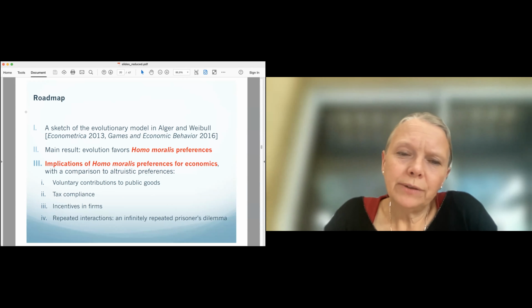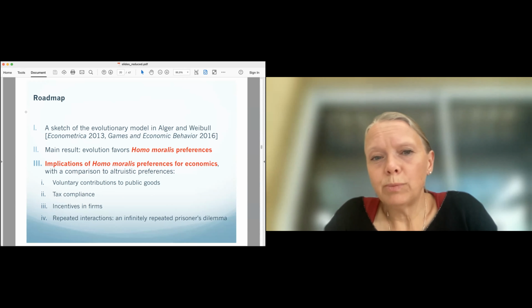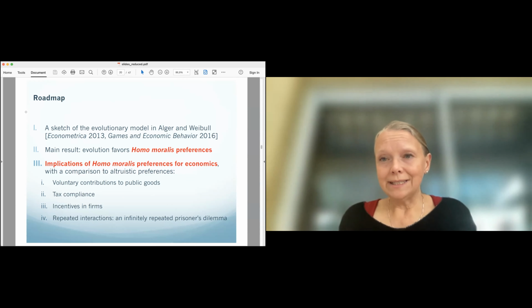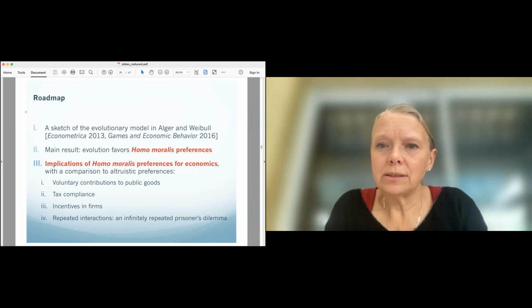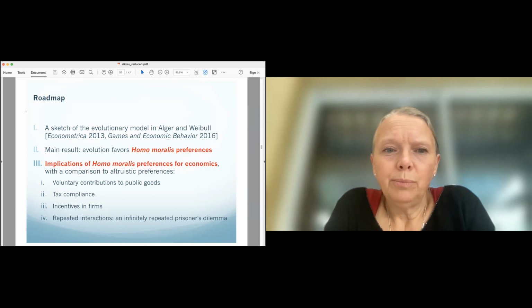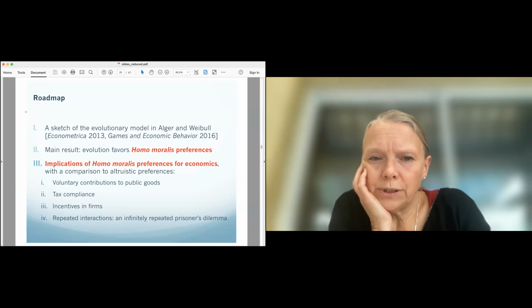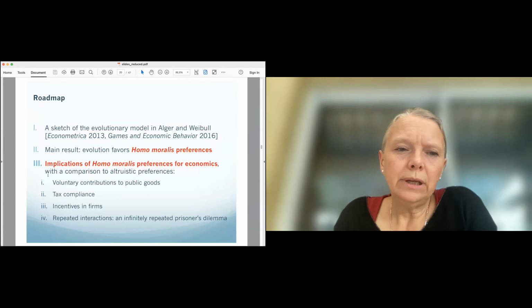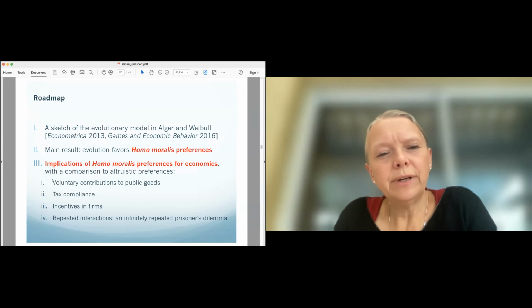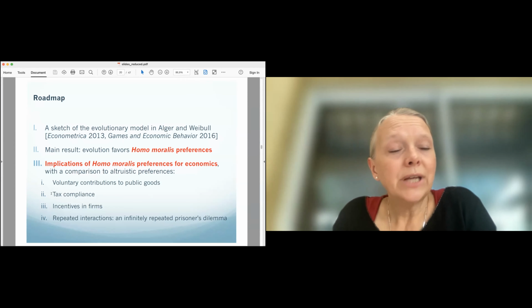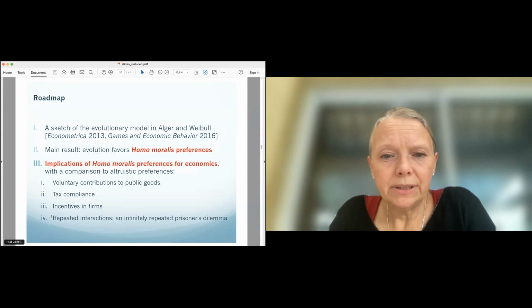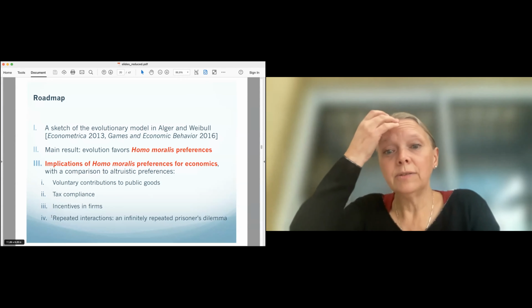And then I will talk about the implications of these Homo moralis preferences for standard, let's say, economics models. And I will compare also to what is known as altruistic preferences. I will tell you what these are later on. So I will talk about four illustrations: voluntary contributions to public goods, tax compliance, incentives in firms, and also repeated games, an infinitely repeated prisoner's dilemma.